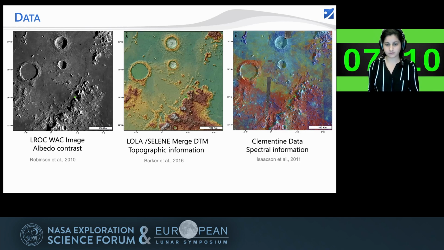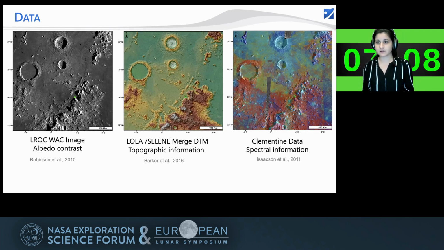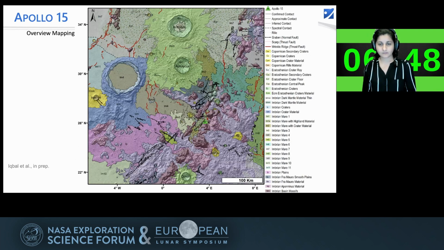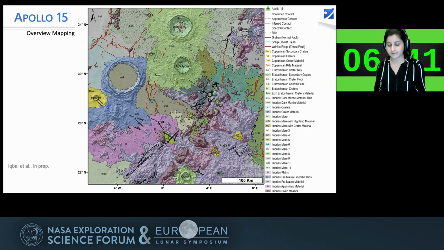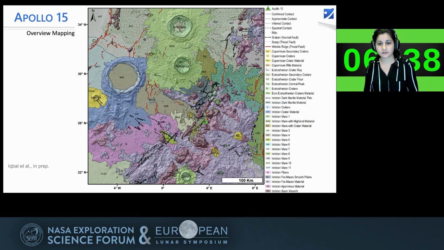For preparing geological maps, we use a wide range of data. We use image data, for example LRO WAC and NAC images, we use different DTMs, and we use various spectral data at different resolutions. With this information, we can prepare very detailed geological maps, and we prepare them for all landing sites. Here I'm presenting the geological map for the Apollo 15 landing site.